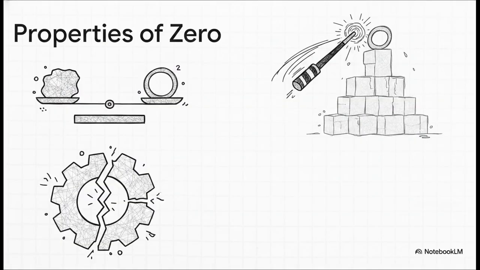Brahmagupta gave zero strict, logical properties. It's an integer, but uniquely, it's neither positive nor negative. Add it or subtract it, the original number stays unchanged. But multiply a number by zero, boom, it gets completely wiped out to zero. And division by zero? Well, that just breaks the system entirely. These precise rules are what gave zero its immense, transformative power.